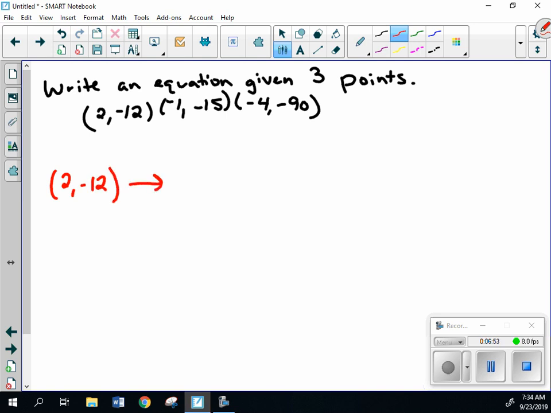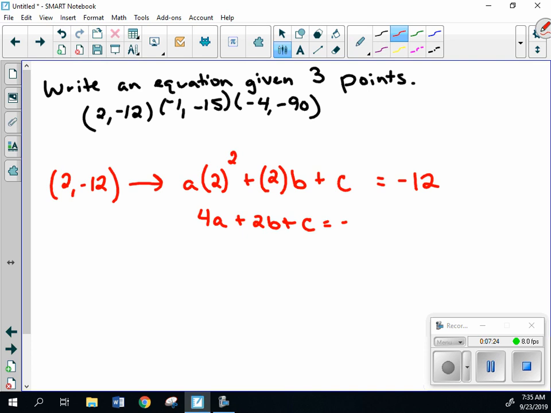So for instance, this (2, -12): we already know everything's in the form of ax squared plus bx plus c. So I'm going to have a times 2 squared plus 2b plus c is going to equal negative 12. Okay, so looking at this, this is really 4a plus 2b plus c equals negative 12. Not that bad. Now let's work with that next point.